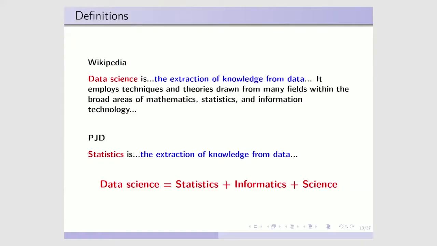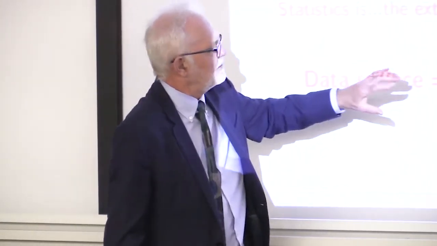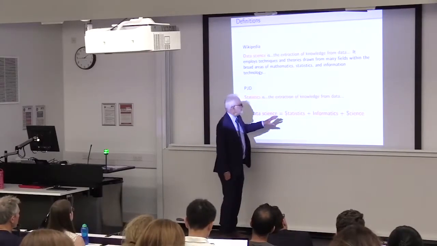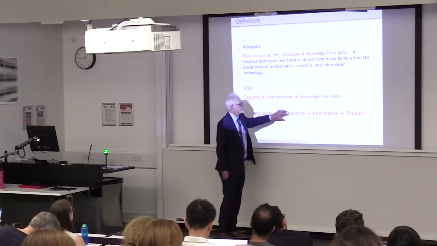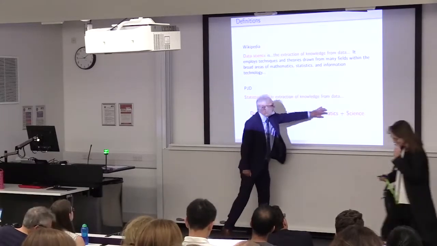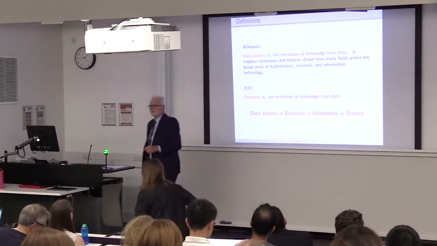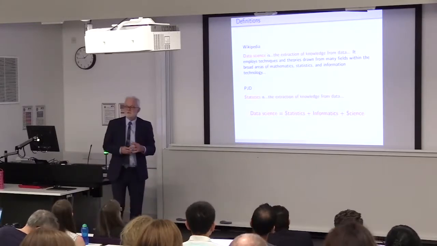So Wikipedia's definition of data science is the extraction of knowledge from data, and so on. And my definition of statistics is the extraction of knowledge from data. So does that mean they're just the same thing? Well, in practice, no. Because the key thing for me about the difference between what people might have traditionally understood by the statistics discipline and what I think a lot of contemporary statisticians would consider themselves is that informatics plays an increasingly important part in being a statistical scientist.